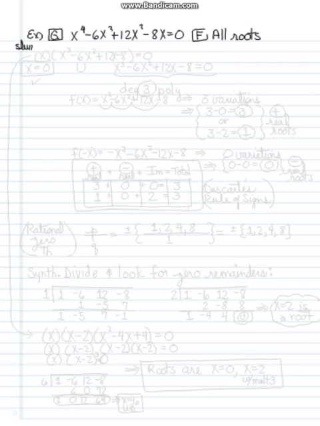Here we're given the polynomial equation x to the fourth minus 6x cubed plus 12x squared minus 8x equals 0, and we're asked to find all the roots. It says to use the different properties that we know, the Descartes' rule of signs, the rational zero theorem, the theorem on bounds, as aids, A-I-D-S, aids in finding all the roots.